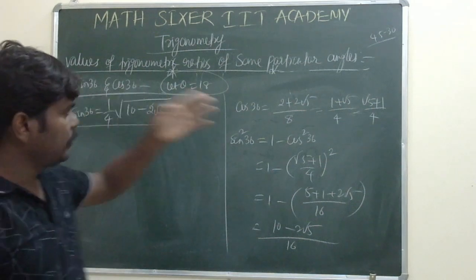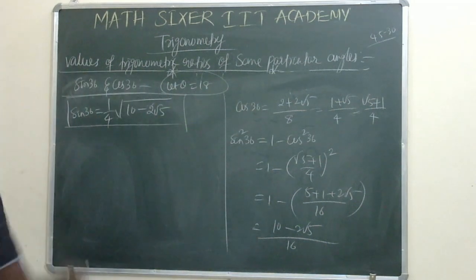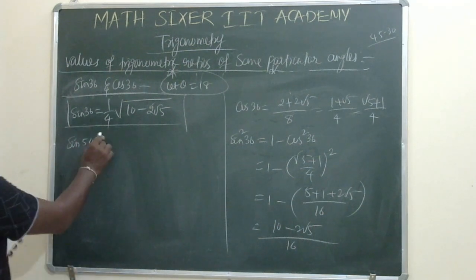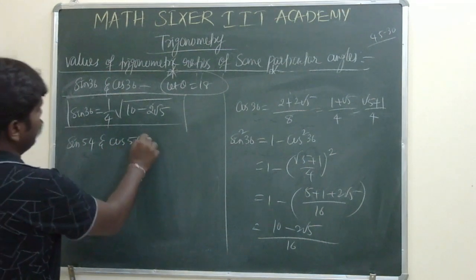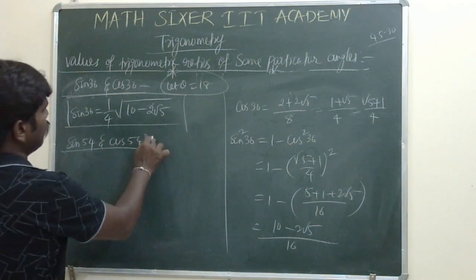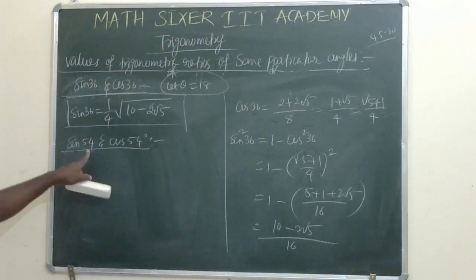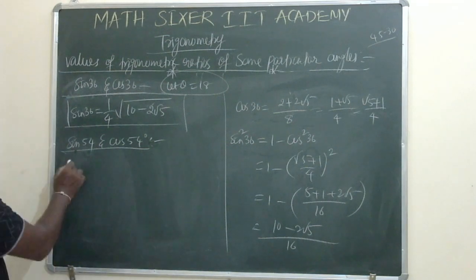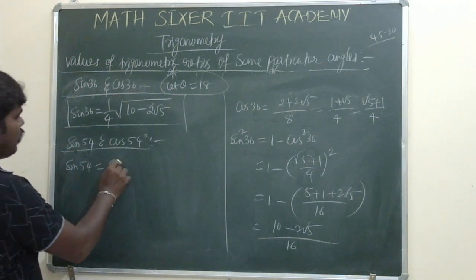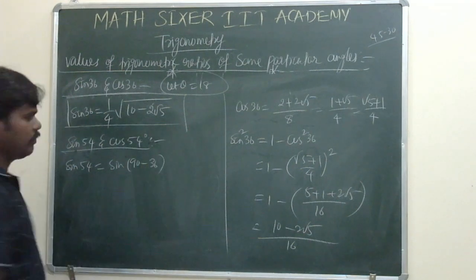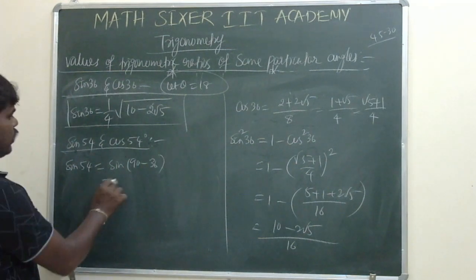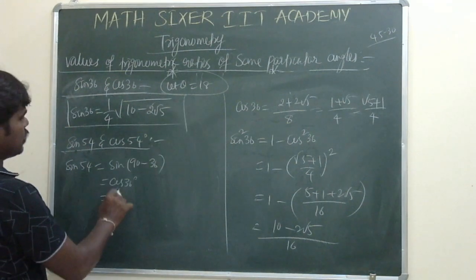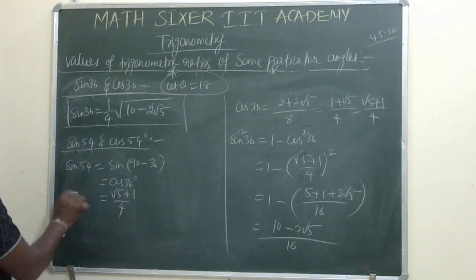So when we know this sin 36 and also cos 36, we can also find sin 54 and cos 54 values, because here we can express sin 54 as nothing but cos 36 and cos 54 as nothing but sin 36. So sin 54 means 90 minus 36 is nothing but cos 36. So cos 36 is root 5 plus 1 by 4. This is the sin 54 value.